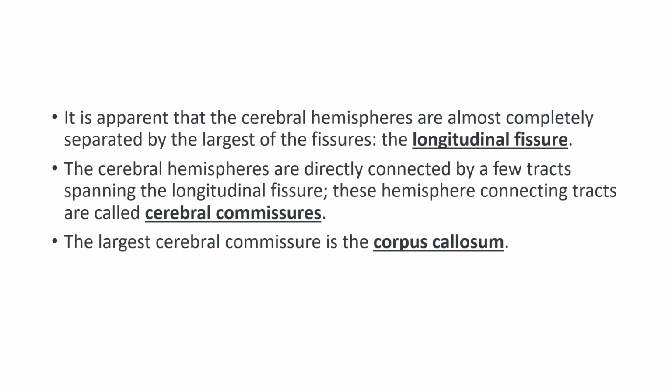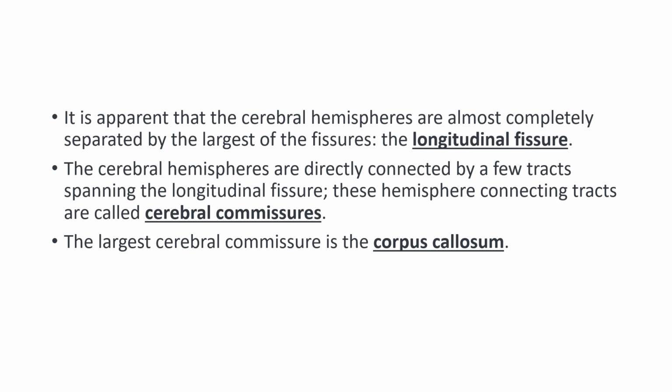The cerebral hemispheres are almost completely separated by a large fissure. Among so many fissures that we have, the largest one is the longitudinal fissure. This is the one that separates the cerebral hemisphere into two parts, the left hemisphere and the right hemisphere.